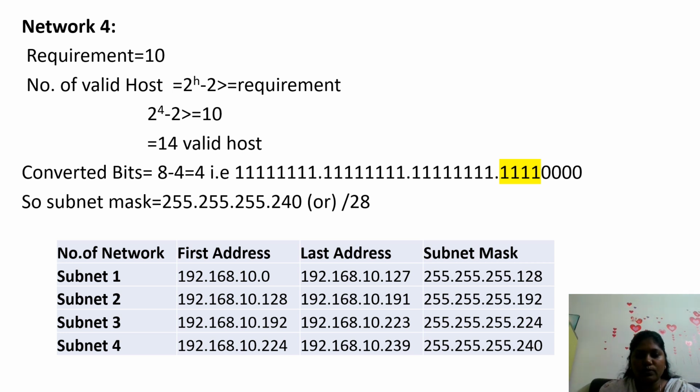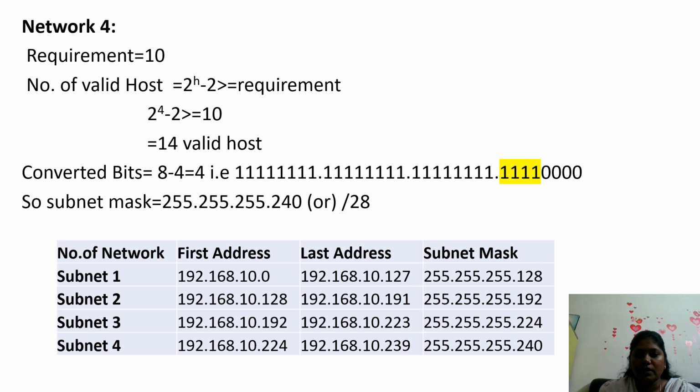Subnet 1 is equal to 192.168.10.0 to the last address 192.168.10.127, since it can occupy 128 addresses. And as we calculated already, the subnet mask of this subnet is going to be 255.255.255.128. Now subnet 2 is going to start with the next address, 10.128, and it can range till 192, where the subnet mask is going to be 255.255.255.192.